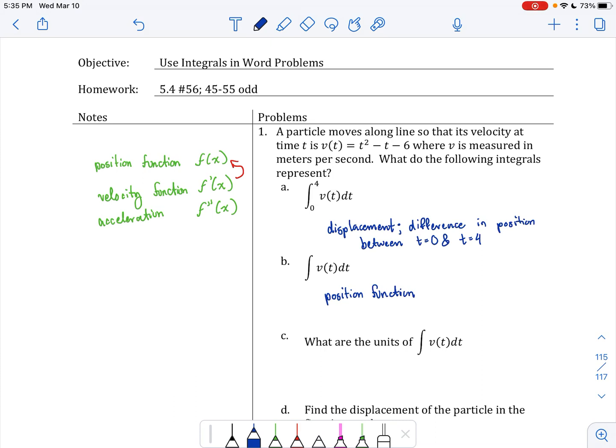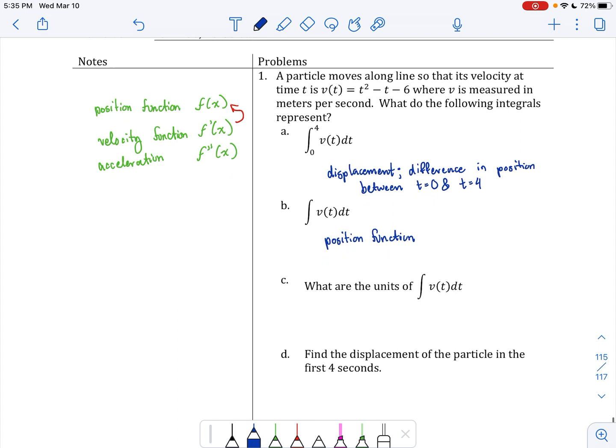Now, displacement is different than total distance traveled, because you can imagine a particle might start here, go all the way here, come back. The displacement's this distance, but the total distance traveled would be all the way to here plus all the way back. So we'll look at some of those different options between displacement and distance when we actually are doing the math.